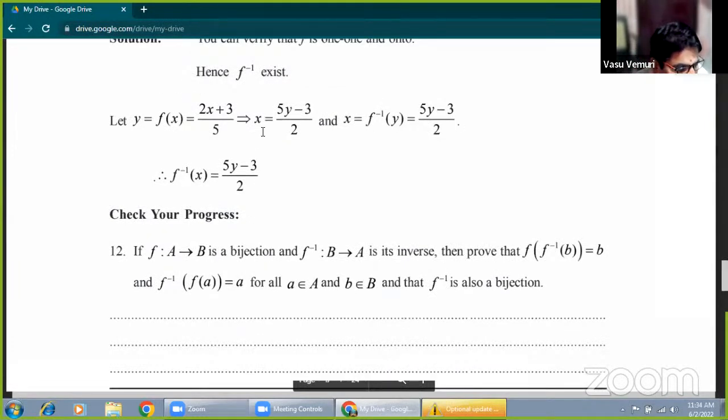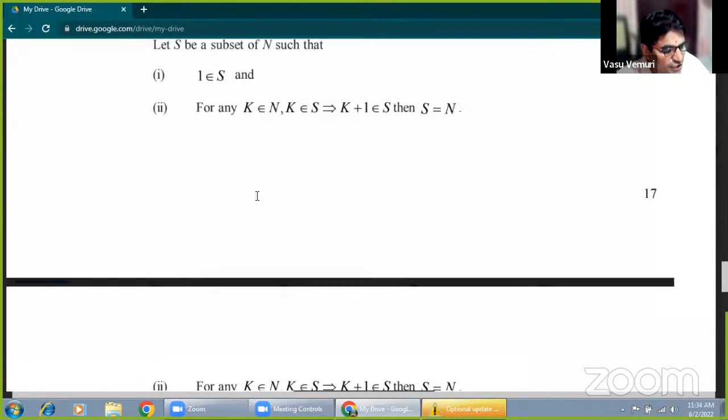Now this is also one of the fill in the blanks or objective type questions. Now check your answers.